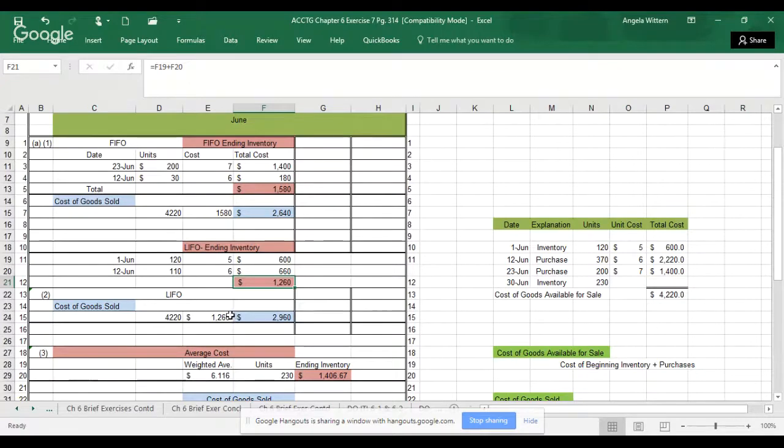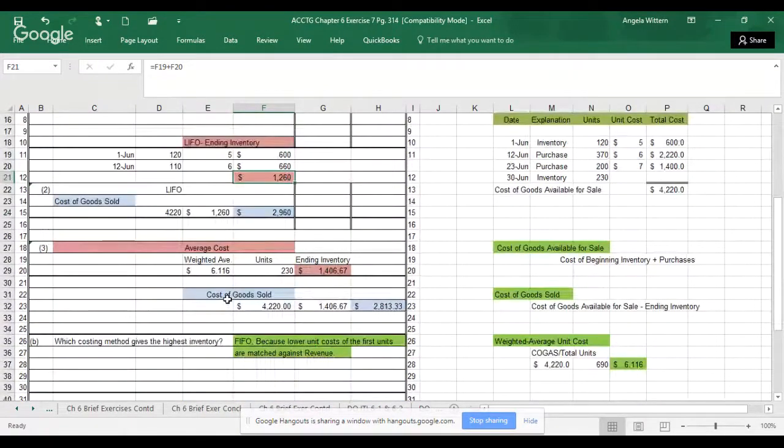In order to get the cost of goods sold, we take the cost of goods available for sale. We subtract the ending inventory under last in, first out, and our total cost of goods sold is $2,960. And then our last option is average cost.